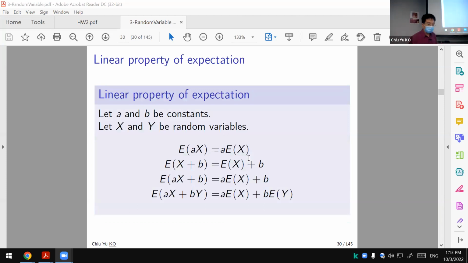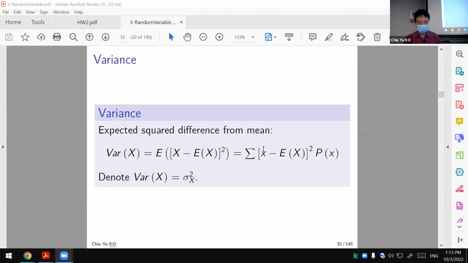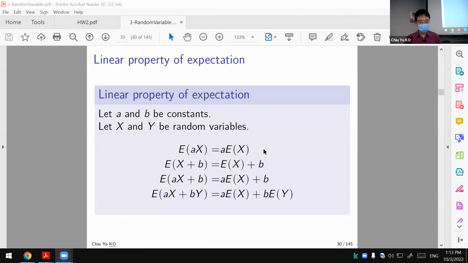So before we break, I think we can do the variance after the break. But I want to finish this linear property of expectation, okay? One of the convenient things about expectation is what we call the linear property. It means that if you take the expectation of a constant A times X, you can take A out, and multiply it by the expectation of X, okay?